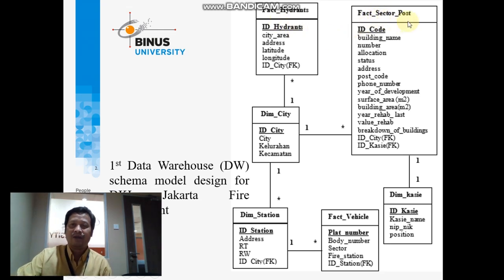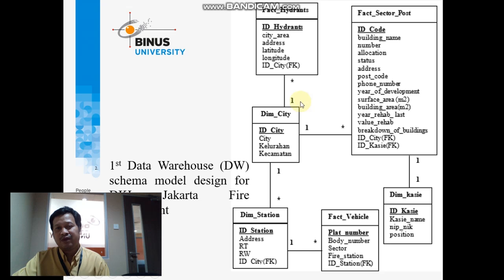we have fact sector post, which represents the number of sector posts in Jakarta. And of course we have fact vehicle, which is the numbering of the vehicles, starting with the plate number and body number. So this becomes the representation of the fact tables.